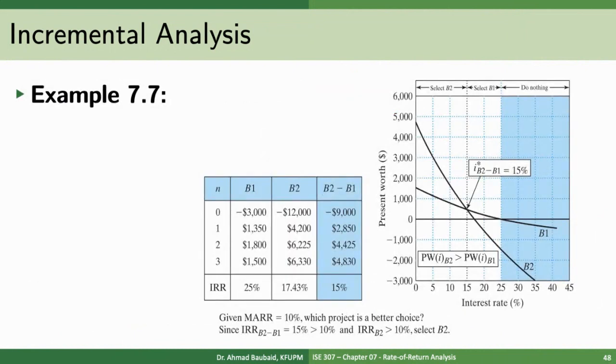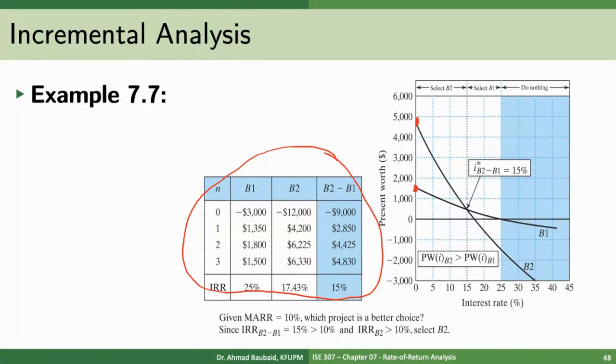And here I'm just sort of graphing things, or the book is. I wish I could draw things easily, but here's the table that we did together. And here you see the present worth plots for both options, B1 and B2. So B2 is this curve here. It starts from here. And B1 is this curve here.